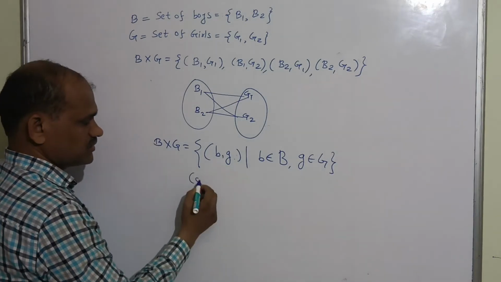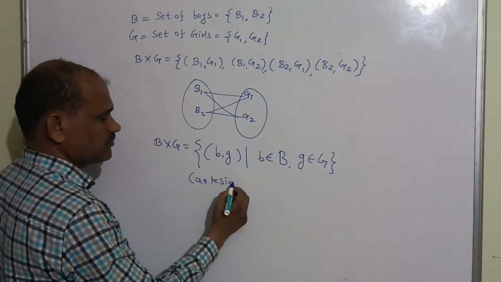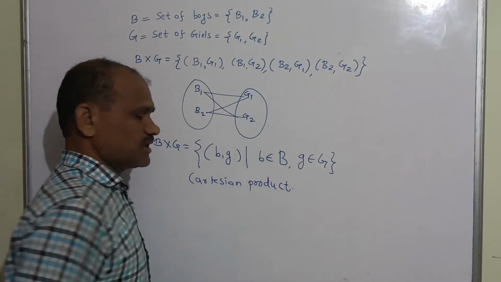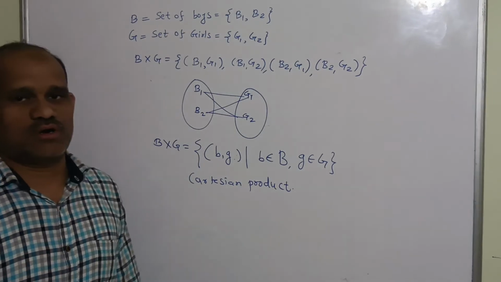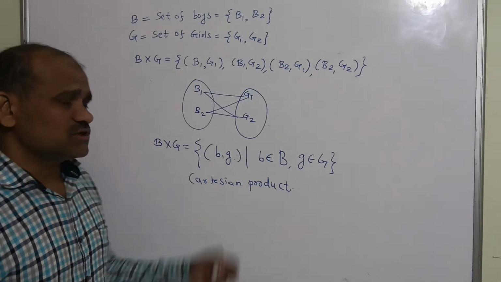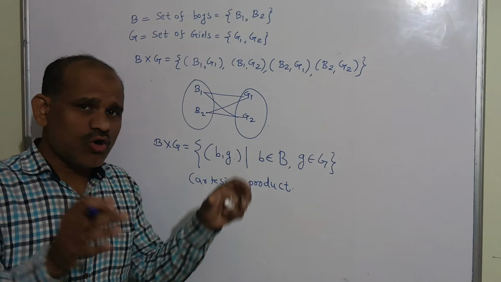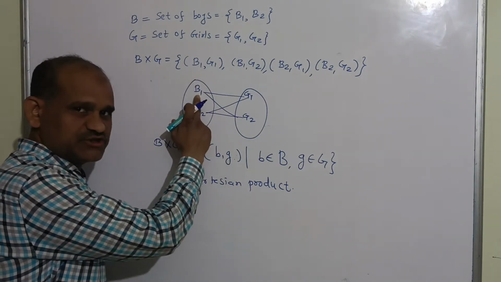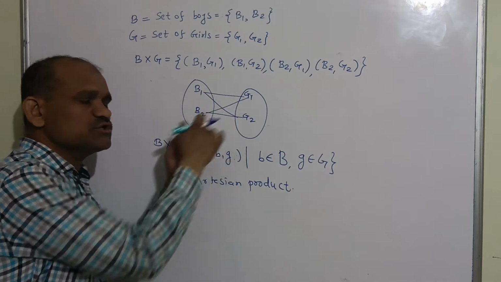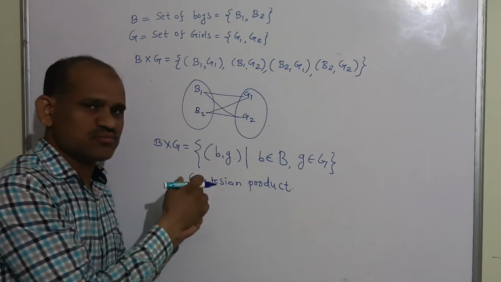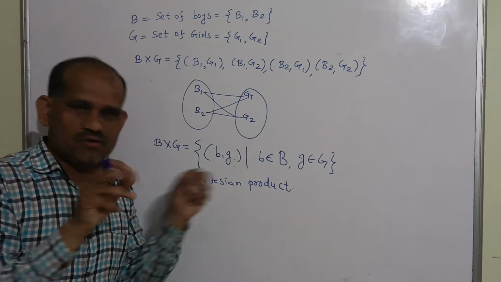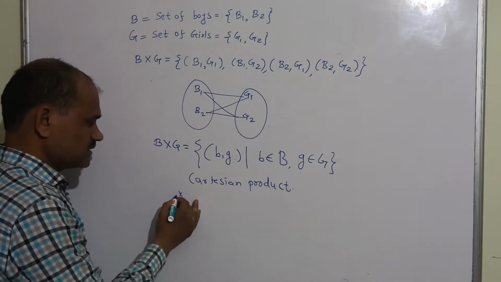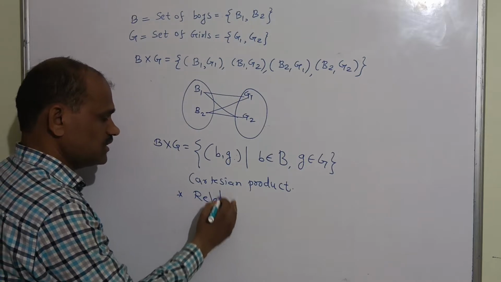This is called the Cartesian product. In the Cartesian product, all possibilities are given. That means each boy is associated to each girl. This is a bigger concept. Now we discuss the next one, that is relation.